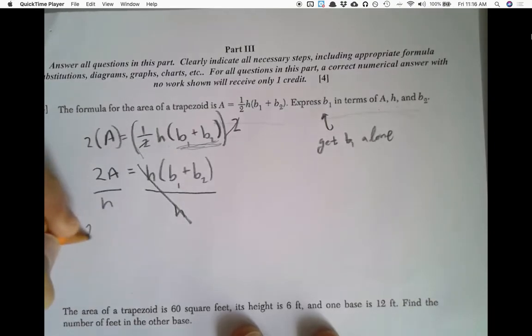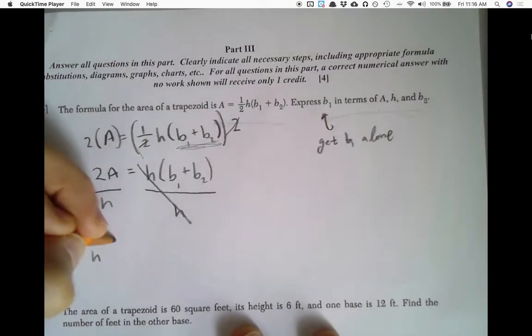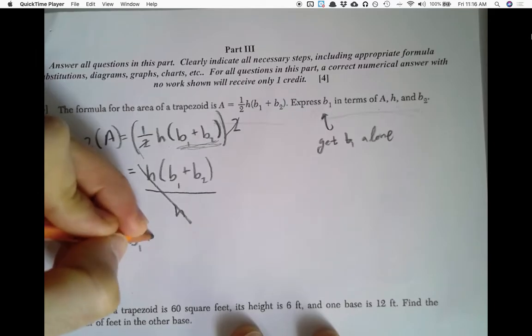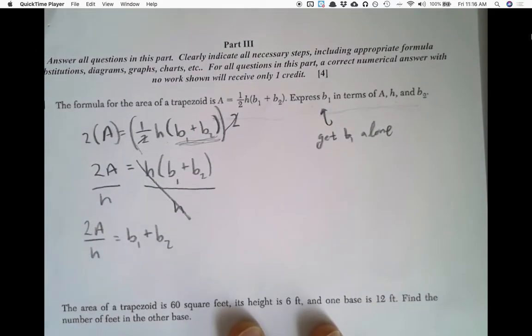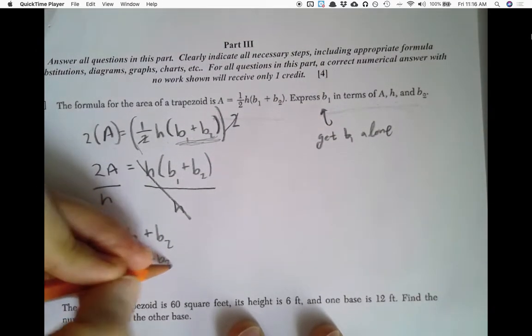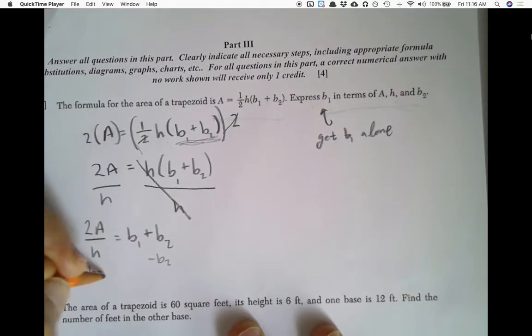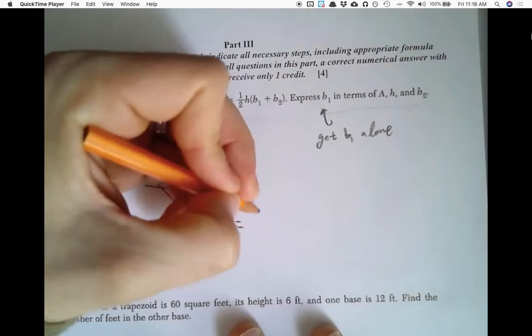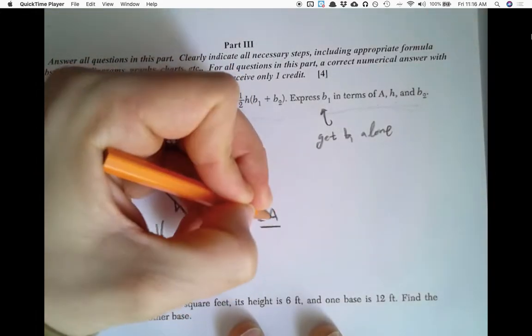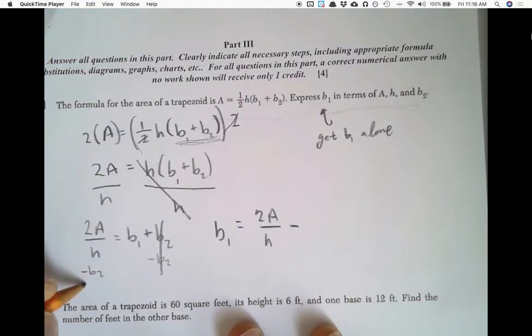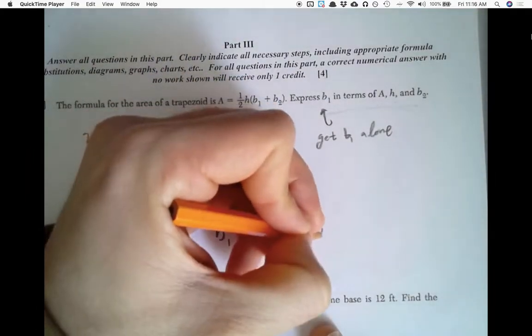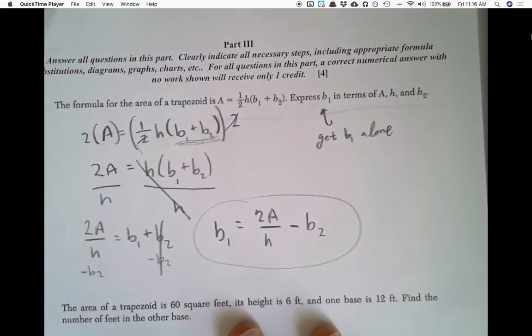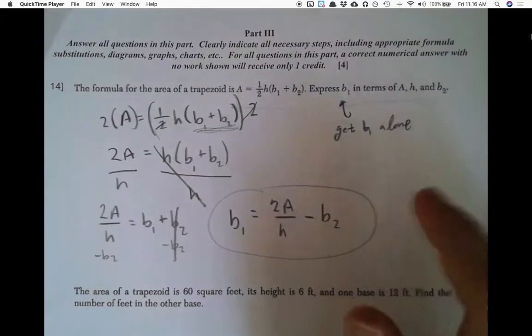And I'm left with 2A over H equals B1 plus B2. Last step, take away the B2 from both sides. And you're left with, at the end, B1 equals that whole fraction that we had before, and then just minus the B2. That's my answer for 14, the first part.